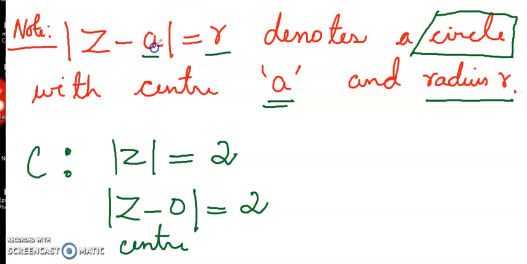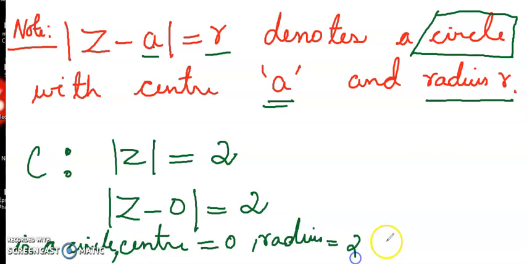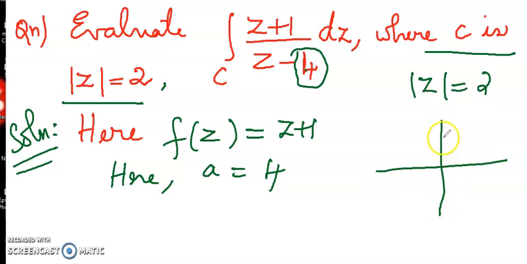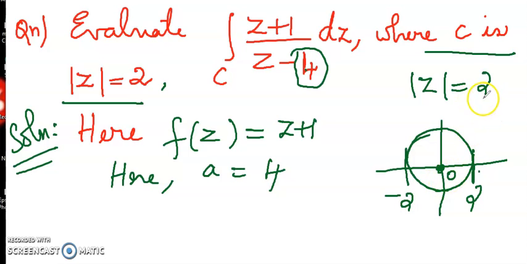And now what about this center? It is a circle, right? Mod z minus a is equal to r denotes a circle. So this is a circle with center equal to 0 and radius equal to 2. So you can draw a circle like this, and this center is 0, radius 2. So what about this end point? This point will be 2 and this point will be minus 2, because radius is 2, right?